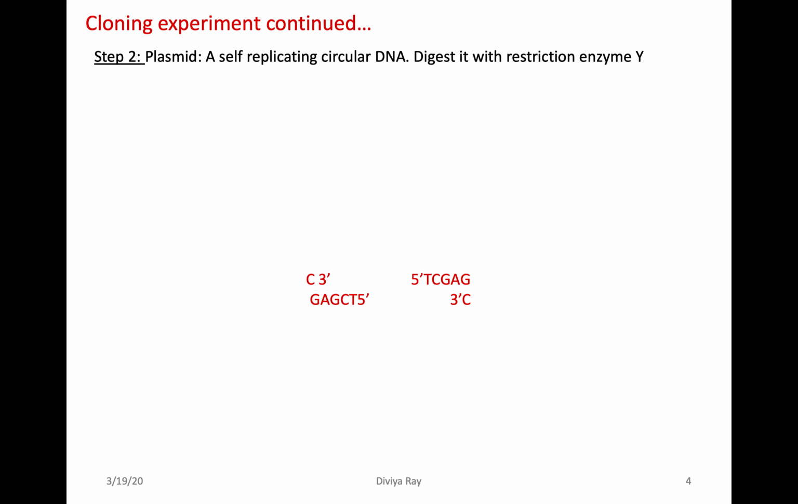So as a next step, your step 2 is you take a plasmid. So what is a plasmid? From our lectures, we know that a plasmid is a self-replicating circular DNA. And why is it self-replicating? In specific species, because it should have the ORI site specific for those species.